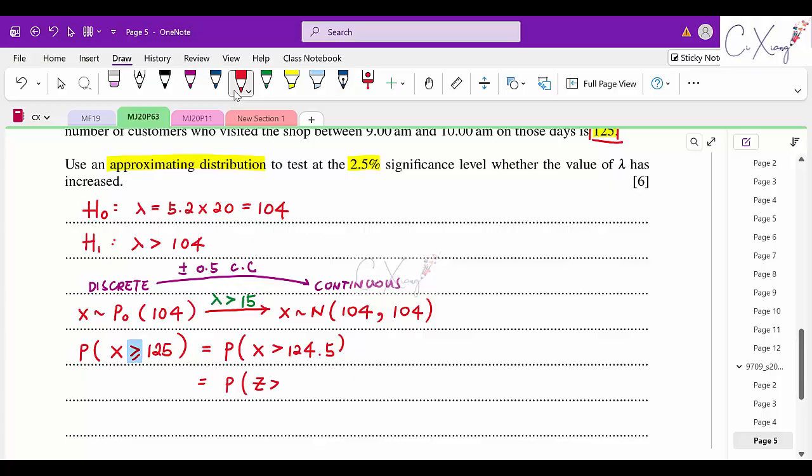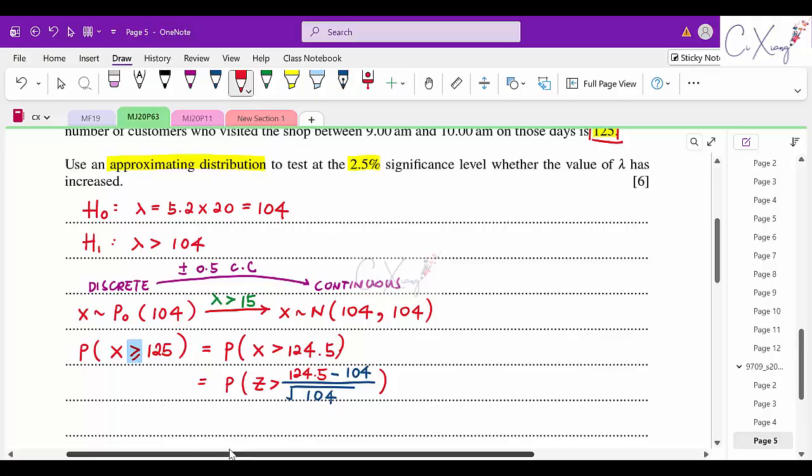This is a normal distribution, so you have to standardize it to become Z. How to standardize it? It's the same as what you learned before. You take the value of x minus the mean, which is 104, divided by the standard deviation. Variance is 104, so the standard deviation will be the square root of 104. Your value of z will be 2.010.